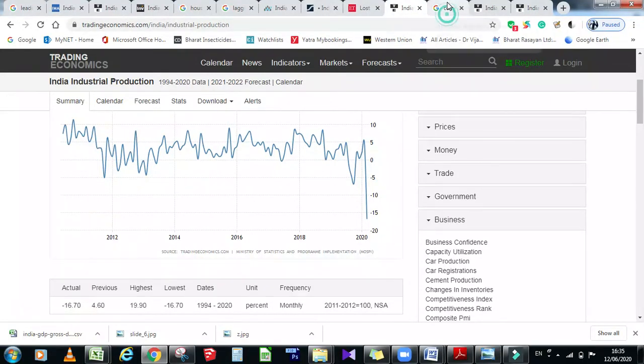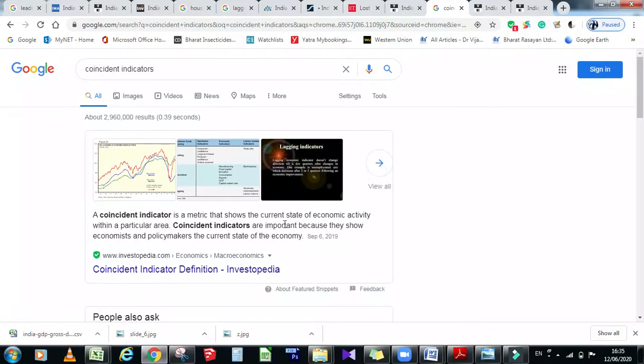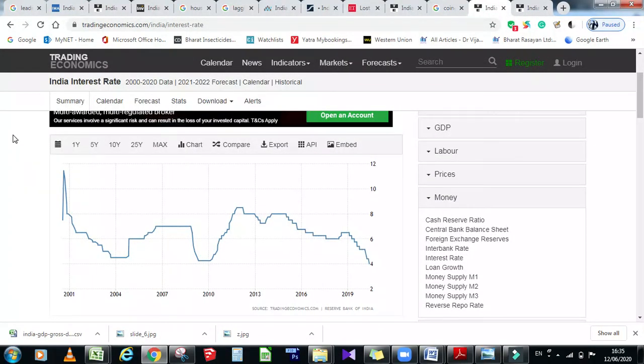And then come the coincident indicators. It's a metric that shows the current state of economic activity within a particular time, in a particular area. It's important because it shows economists and policymakers the current state of the economy, not what is predicted. So let's see the types of coincident indicators. Interest rates provided by RBI to the banks. Lower interest rates mean RBI wants the economy to grow. So banks will take the loan from RBI and provide it to the people and the corporates to do business.